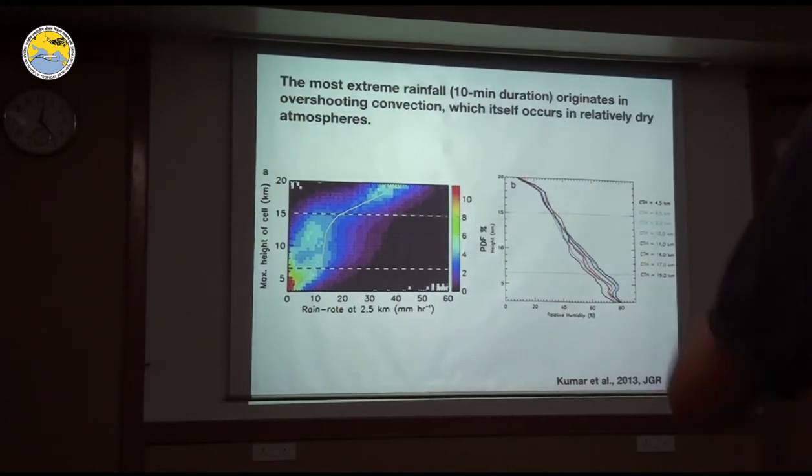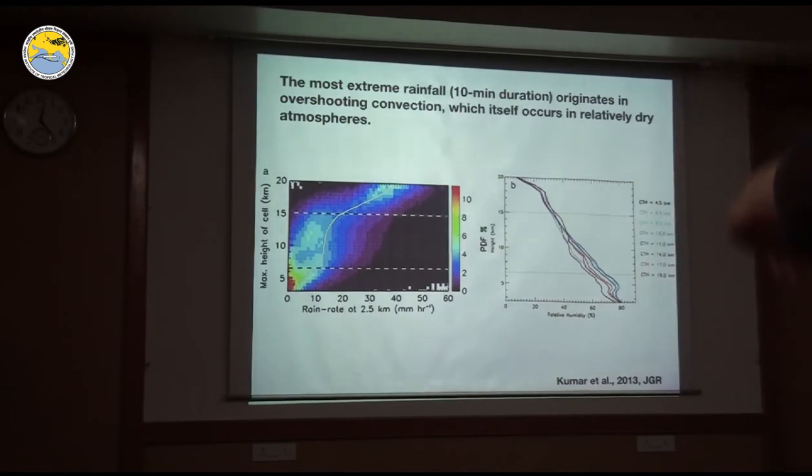Well, we don't know anything about area because we do this pixel by pixel. So it's really much stronger vertical velocity, which is also what we saw later, right? That the overshooting type had much higher vertical velocity than the deep type, basically. So it's the vertical velocity that's driving this.